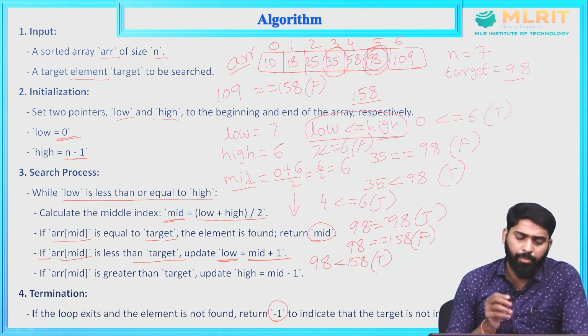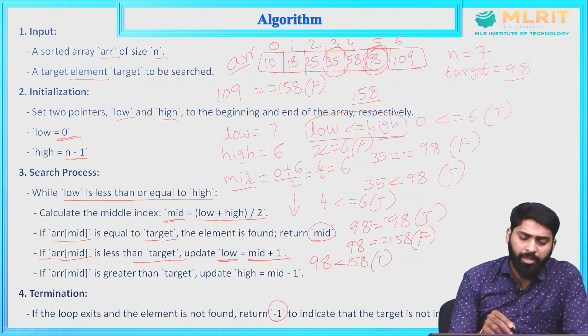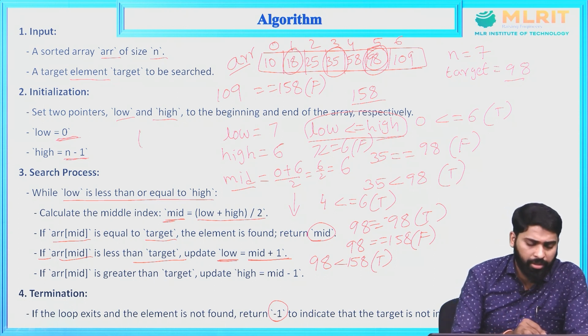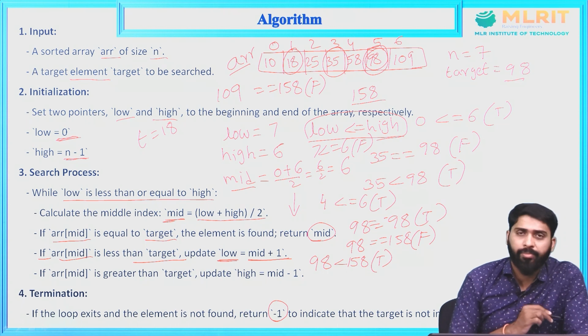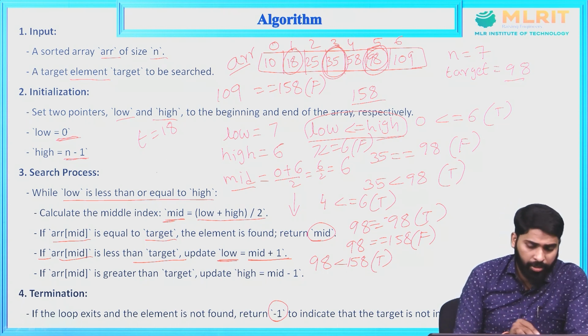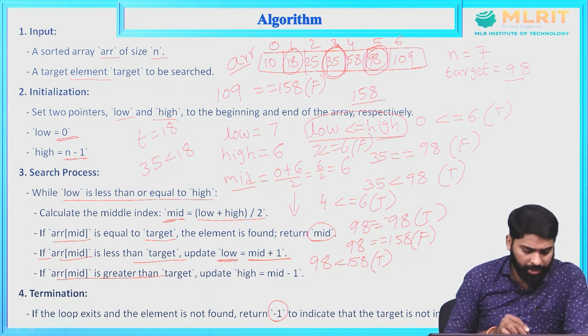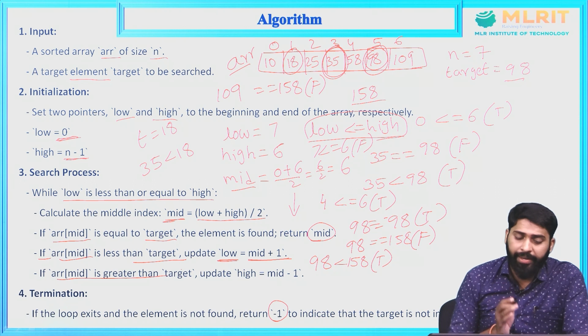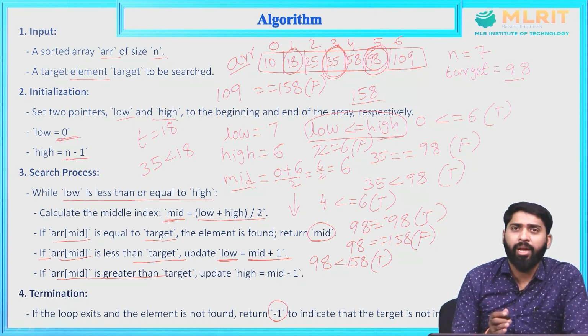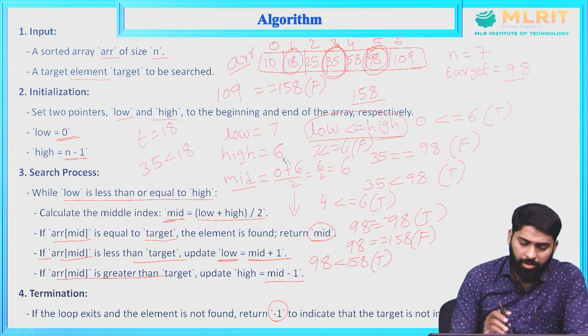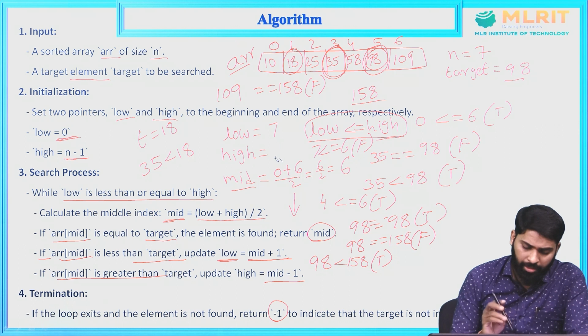For example, if the searching element is 18, let us consider the target is 18 now. What is mid? 35 less than 18? No. That means A of mid is greater than target. In this case, update high with mid minus 1. What is the initial value of the high? 6. So now high becomes mid minus 1.